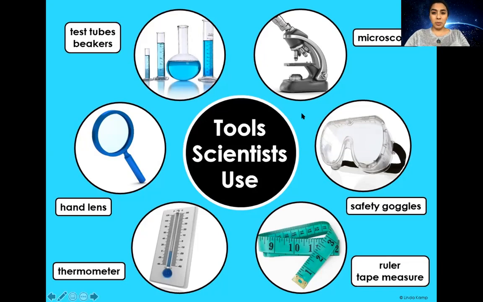And last but not least, we have a microscope. And a microscope is such a cool thing. You get something so tiny that you can't even see it with your eye, and you put it underneath here, and then you look at it from the top over here, and you can see the tiny, tiny things inside whatever you put underneath the microscope. It's really, really neat. So these are some of the things that scientists use to help them research and help them get the answers to the questions that they're asking.